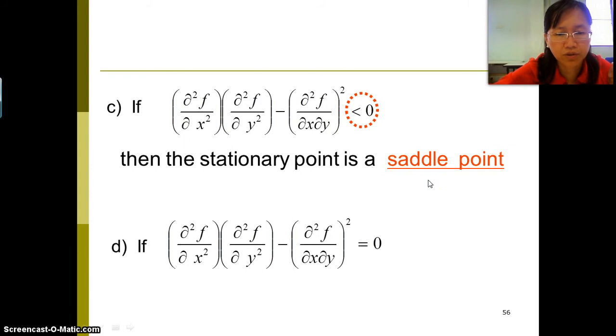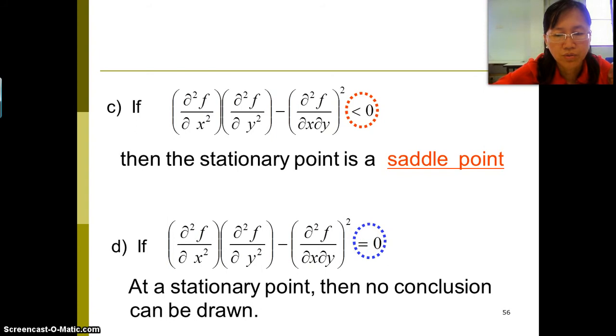Finally, case 4, if the discriminant equals 0, we cannot make any conclusion as to whether the stationary point is a maximum or minimum. That means the second derivative test fails to give a conclusion.